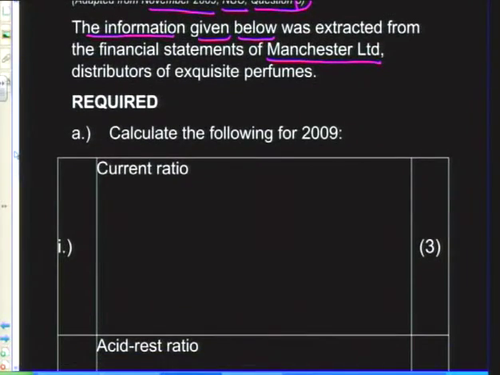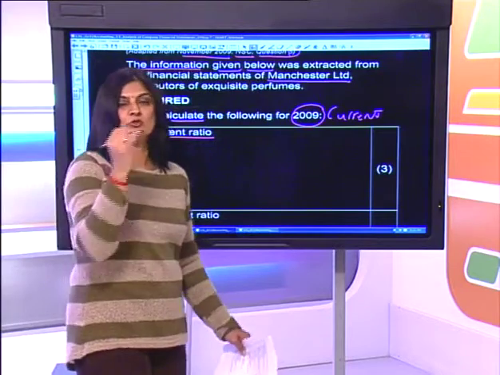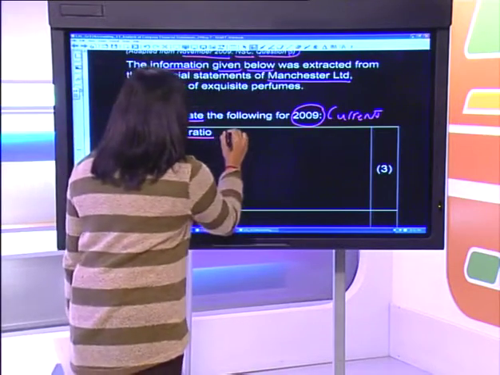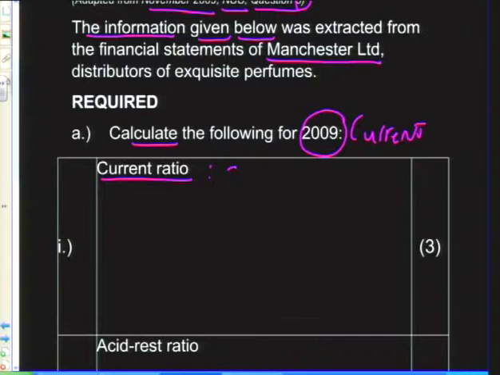The first question wants me to calculate the following for 2009. So in other words, for the current year. Okay, very important that you read the question, you could read the entire question. The first is your current ratio. Now, current ratio, guys, I know you remember this. You've been doing this from grade 10. Current ratio, I'm looking at current assets is to current liability.